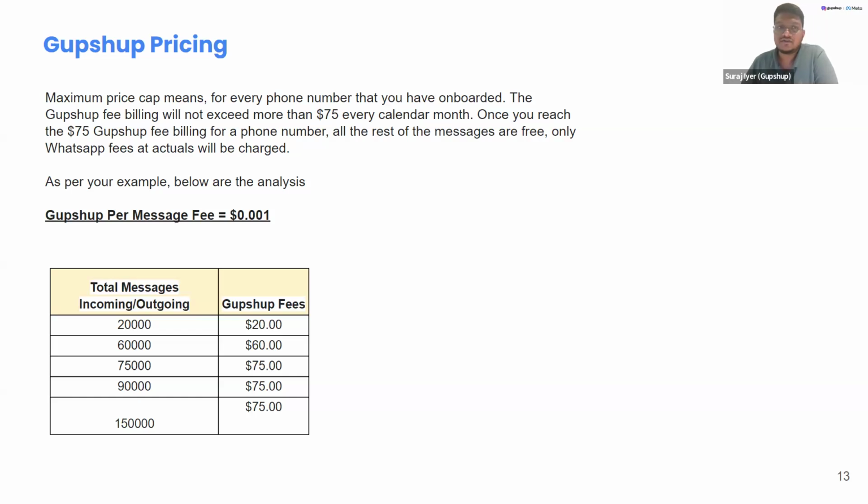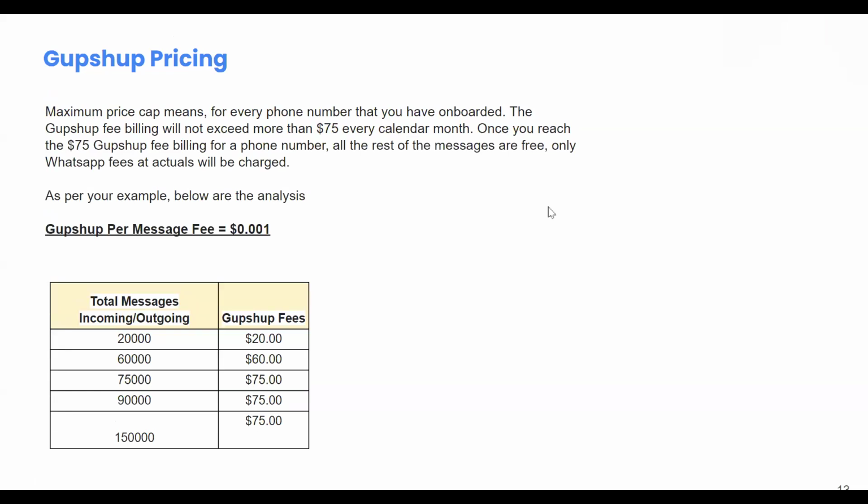Any questions on this? Yeah, Suraj, I wanted to understand, the capping was $1.50, right? No, no. So it's basically $75 itself. It has stayed in the same manner for the last 2 years. Okay, okay. So it's basically $75 for every phone number, every calendar month.